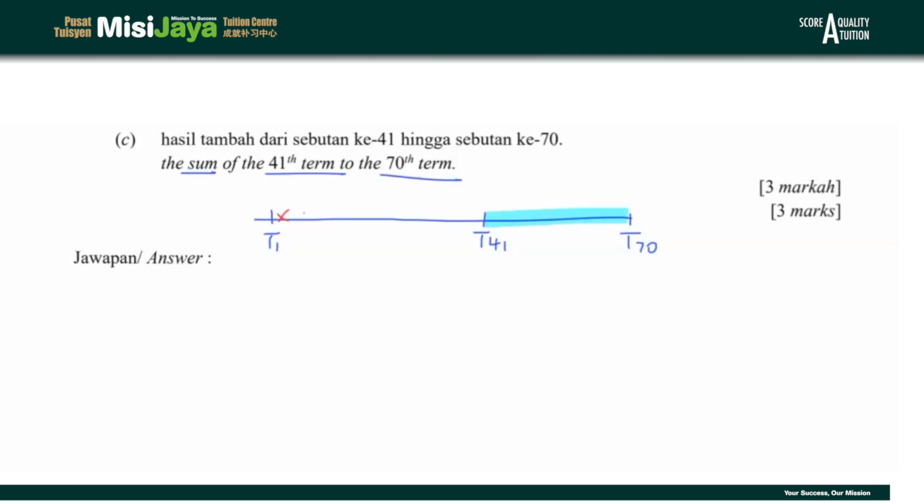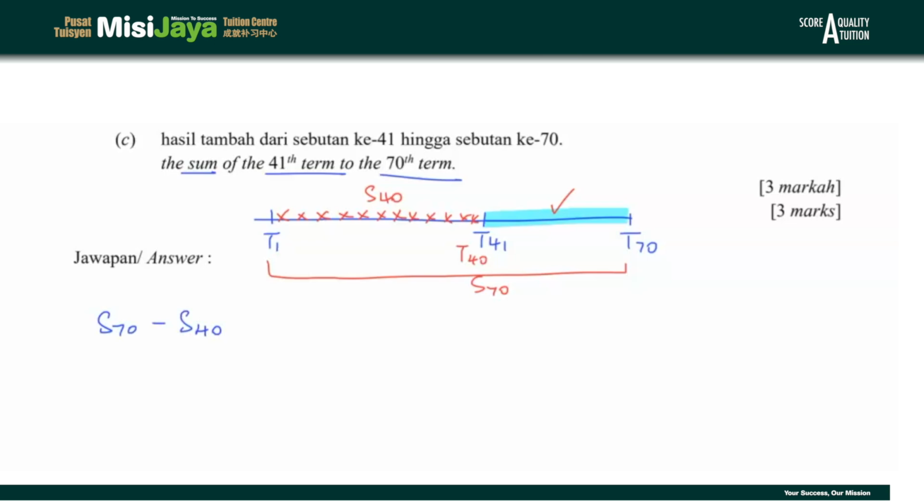So I don't want this part. The term before T41 is T40, so from T1 to T40 is S40. From T1 to T70 is S70. In order to find the sum from T41 to T70, we use S70 minus S40.